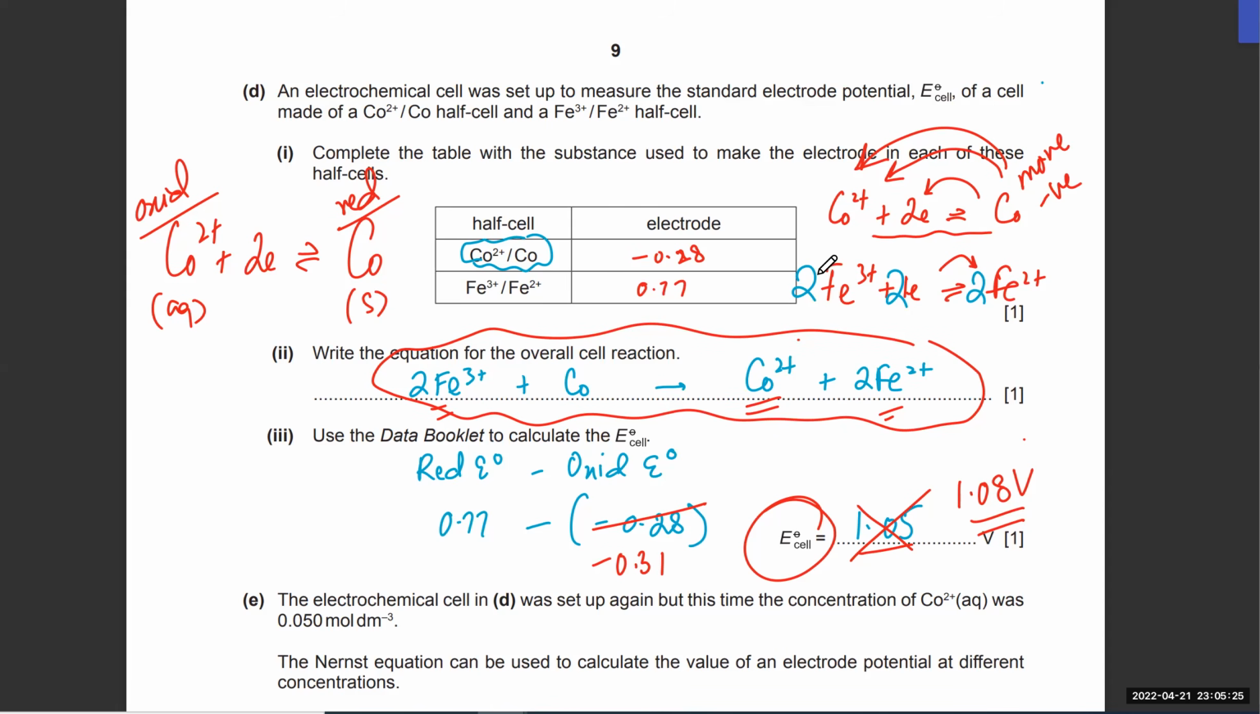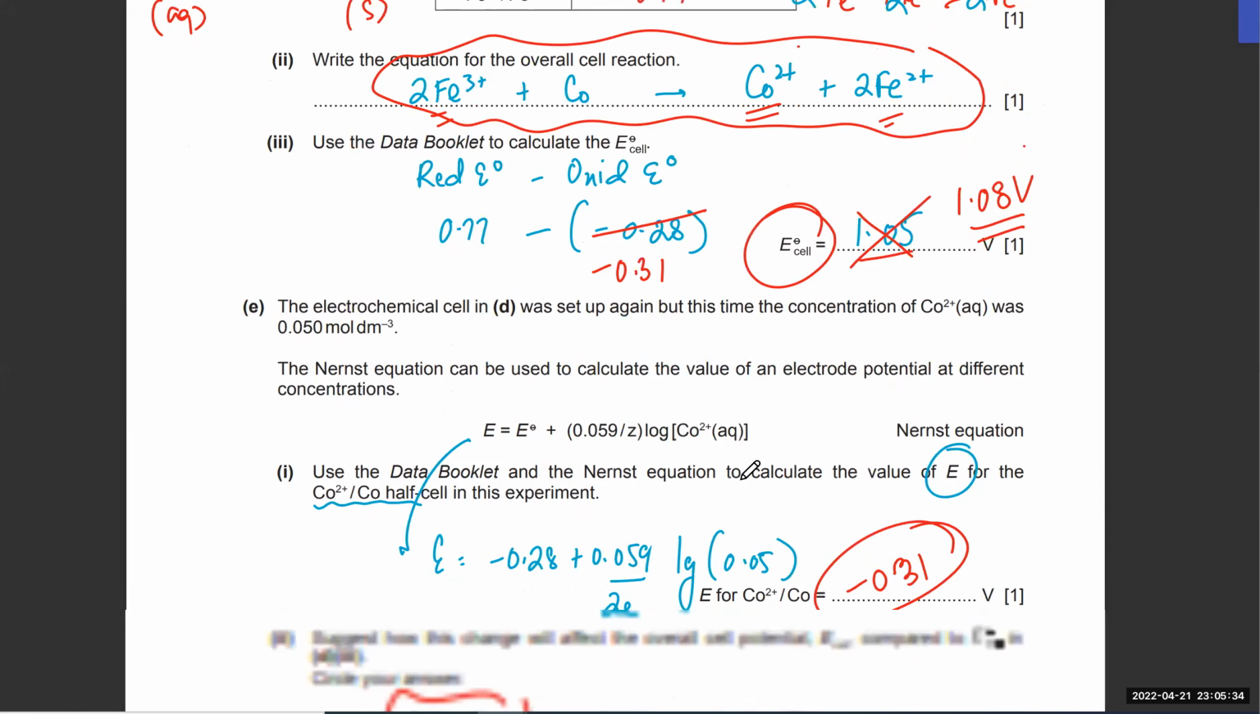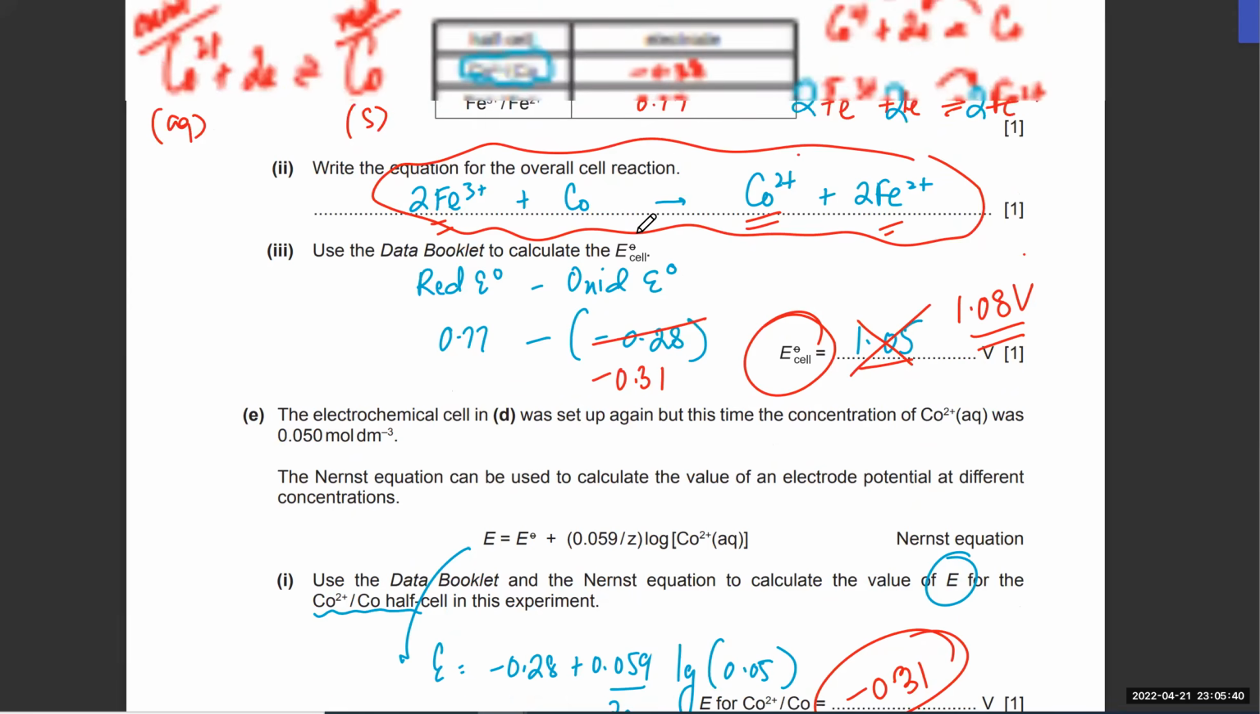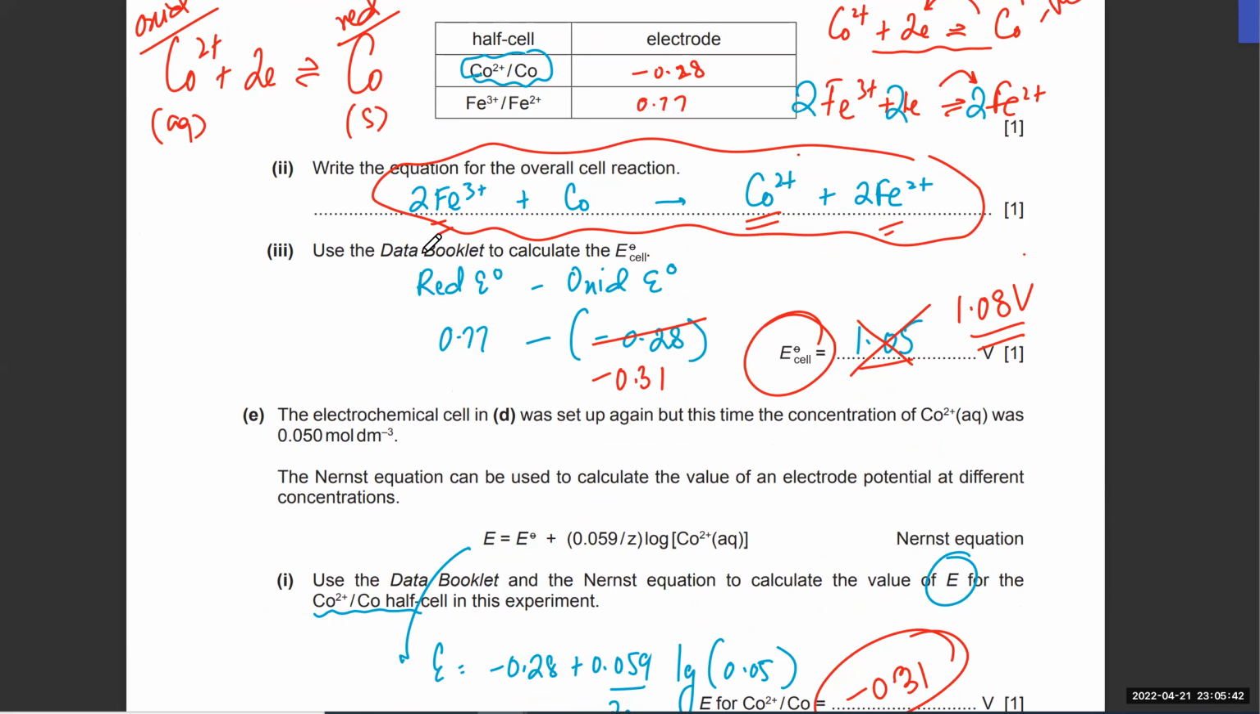No, but this electrode becomes more negative, not the overall cell. We're not talking about that. The electrode becomes more negative. We even calculated it. With the decreased concentration, we figured out that it becomes minus 0.31. So then we're going to use that value and plug it in this whole equation, reduction E0 minus oxidation E0, right? And then you're going to find out what happens to it.